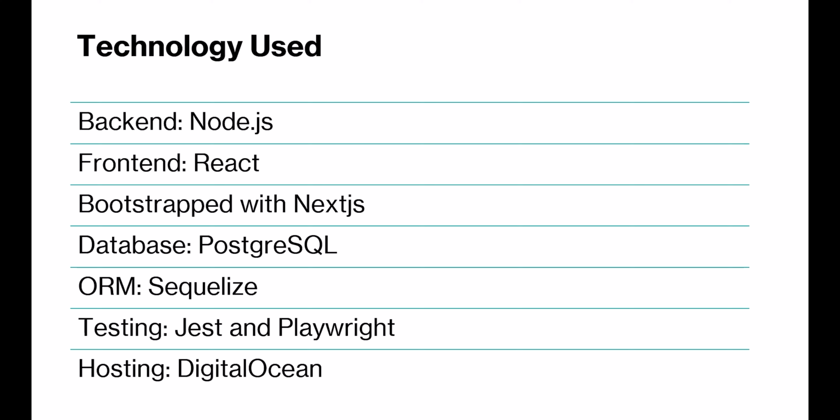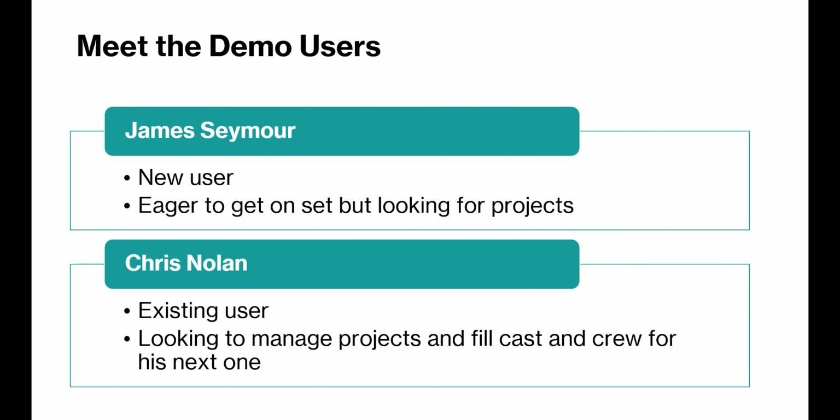Next, I would like to introduce our demo users. First up, we have James Seymour. He is a new user who is a college student looking to get on film sets. He has never worked on a film set before and doesn't really know where to look, but he heard about MySet through a friend and is eager to try it out. Our second user is Chris Nolan. He is an existing user and has used MySet Connect for previous projects. He needs to manage projects and fill cast and crew needs for his next big project.